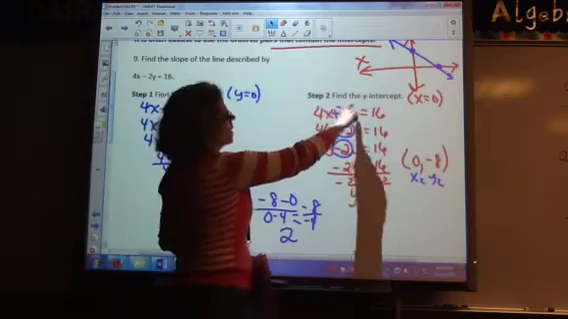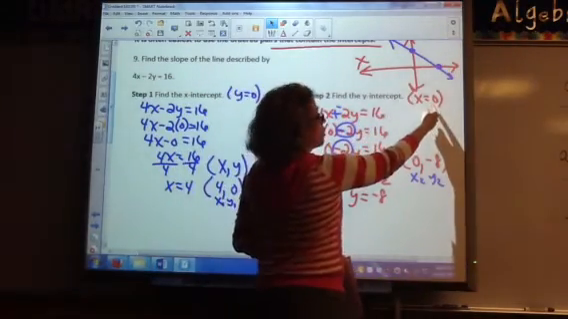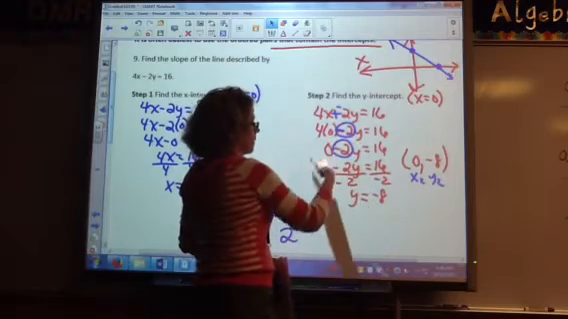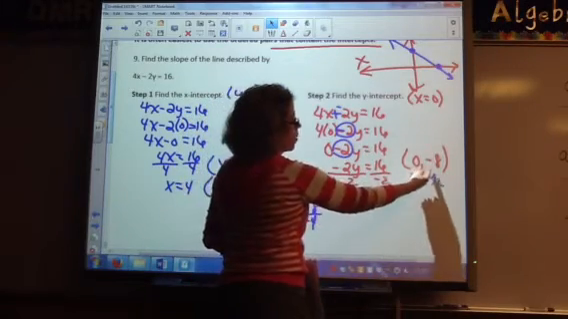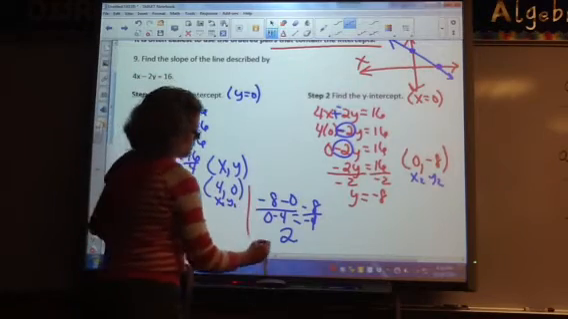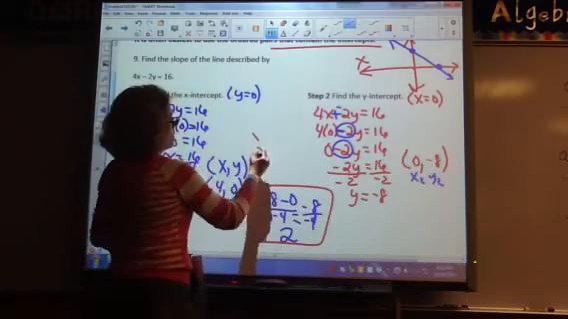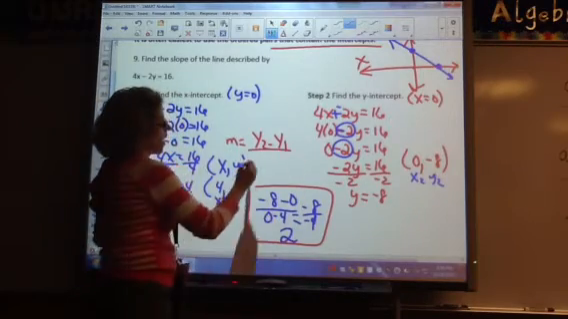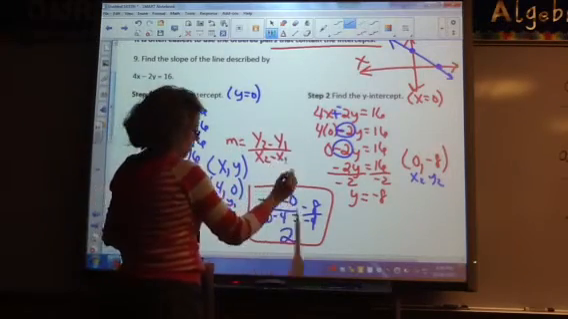To find your y-intercept, you know your x-coordinate is 0. Substitute it into the equation. Simplify it down. Then you get your y-coordinate. Once you get your 2 points, you can use your slope formula right here. Remember, slope equals the change of your y values over the change of your x values.